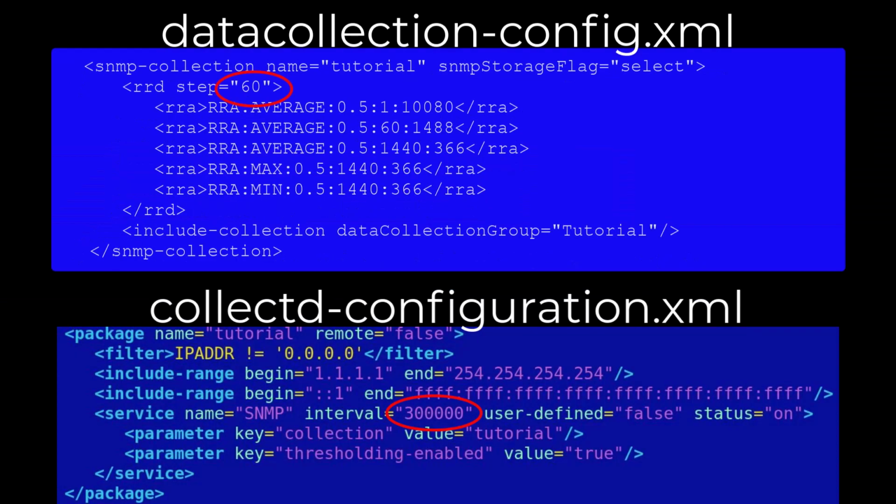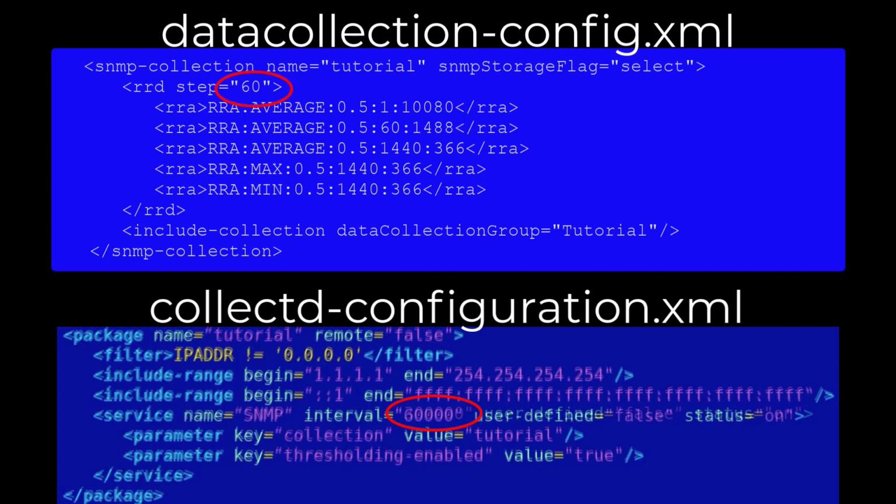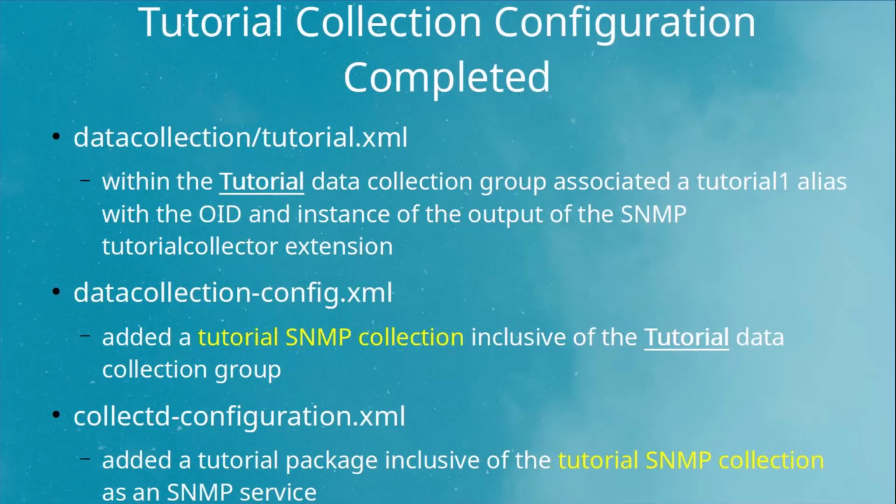This completes the tutorial SNMP collection configuration in datacollection-config.xml. Modify the tutorial package's SNMP service interval to match the RRD step in the tutorial SNMP collection. Set the value to 60,000. This completes the tutorial collection configuration process.